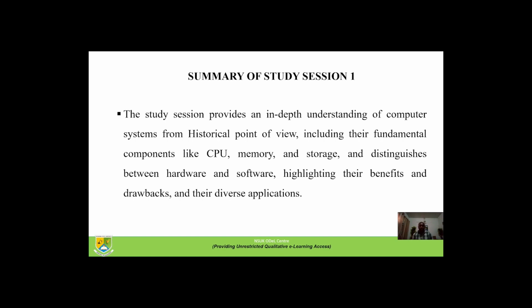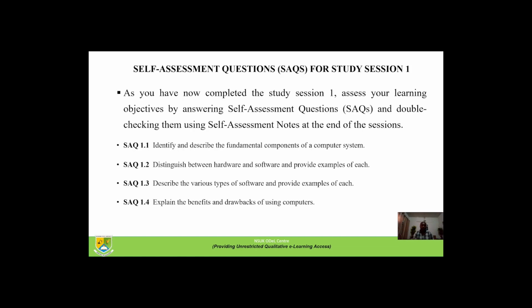So, summary of study session one. In this study session, we provided an in-depth understanding of computer systems from a historical point of view, including their fundamental components like CPU, memory, and storage, and we also distinguished between hardware and software. And we also highlighted the benefits, disadvantages, and the diverse applications of computers.